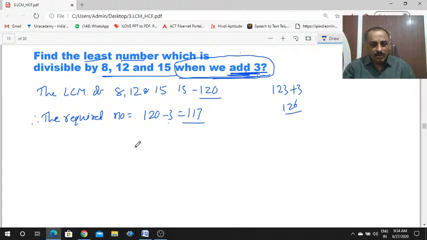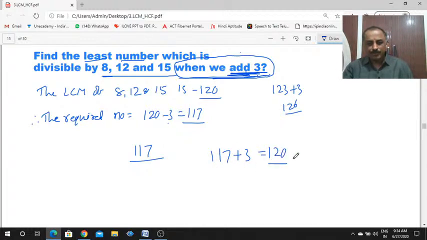So what is your answer? 117. If you add 3 to this answer, 117 plus 3, how much? 120. Now 120 is divisible by 8, 120 is divisible by 12, and 120 is divisible by 15 also.